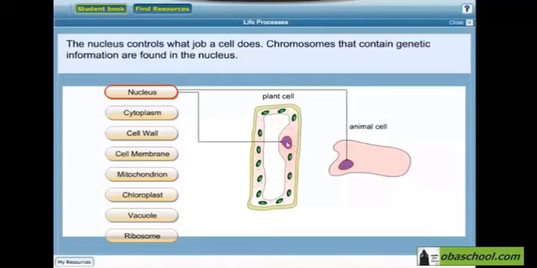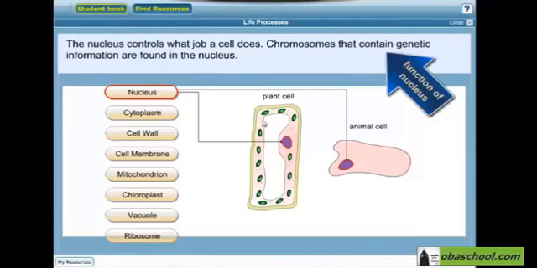And as we discussed, the nucleus is a common part between both types of cells. So both the plant and the animal cell have it. As for function, the nucleus controls what job a cell does. We can think of a cell as a company and the nucleus as the boss. The nucleus will tell the different parts of the cell what jobs to do at what times, and that is how the cell stays in control.